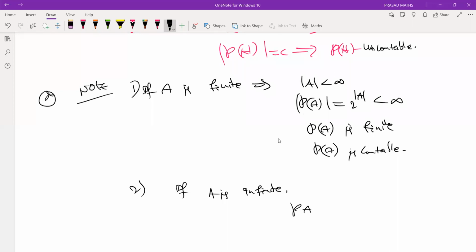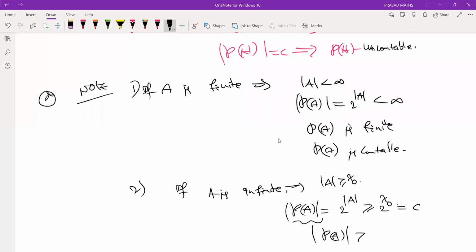2 power aleph-0 is equal to C, sir. Yes. So what is the cardinality of P of A? It is 2 power the cardinality of A. But when A is infinite, what is the cardinality of this? Greater than or equal to aleph-0. But 2 power a is an increasing function. This is greater than or equal to 2 power aleph-0. 2 power aleph-0 is nothing but what? C. Therefore, the cardinality of P of A is bigger than or equal to C.